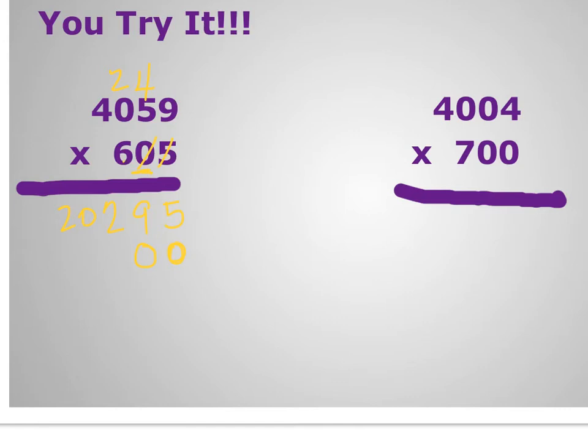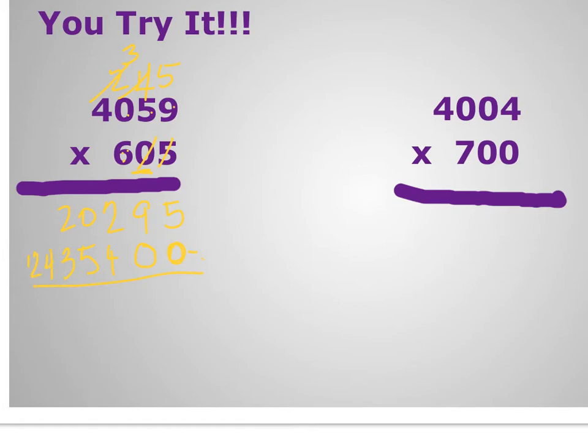Now I multiply times the 100. So in this row, it would be 600 times 4,059. All right? So that's how you need to think about it. So over here, I'm going to say 6 times, cross these out. 6 times 9 is 54. 6 times 5 is 30. Plus 5 is 35. Carry the 3. 6 times 0 is 0, plus 3 is 3. And then 6 times 4 is 24.